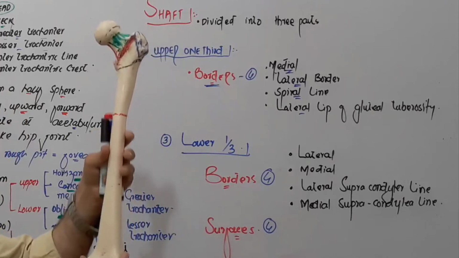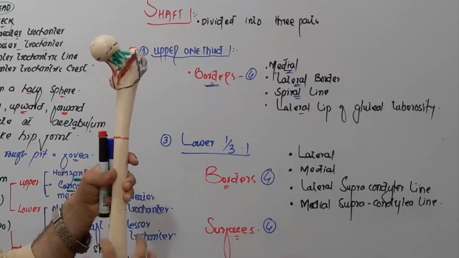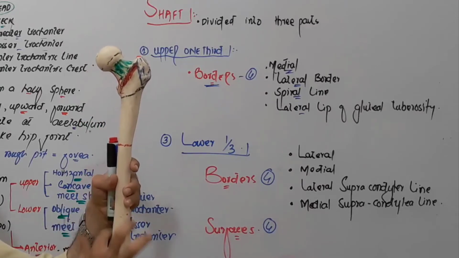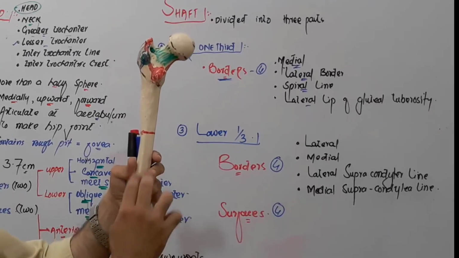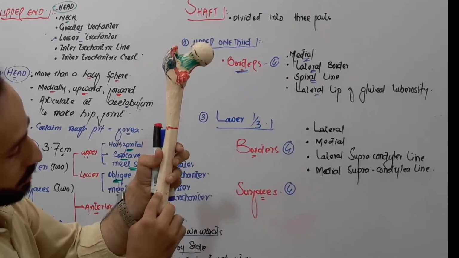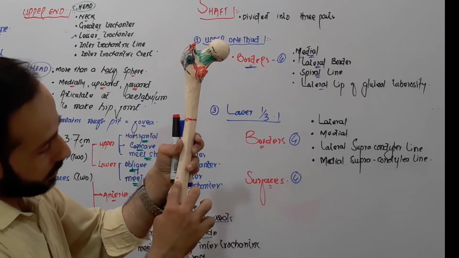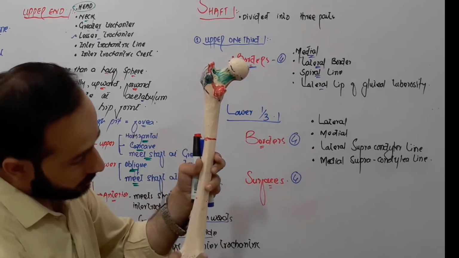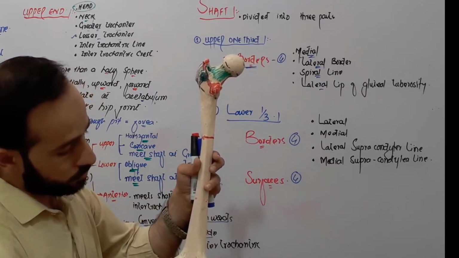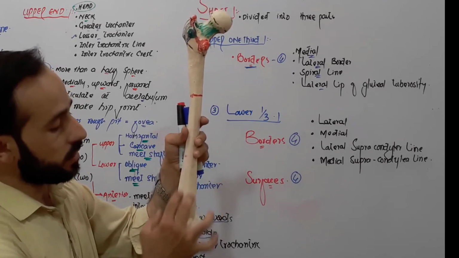So let us quickly see it. This is the lateral side, so this is the lateral border. Then this is the medial side, this is the medial border. And then posteriorly there are two lines which are created by the linea aspera. The linea aspera, when it comes downward towards the lower 1/3, gives a lateral line and a medial line. And both of these lines are present superior to the condyles. That's why we say that these are the supracondylar lines.